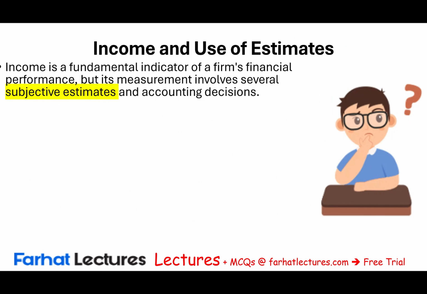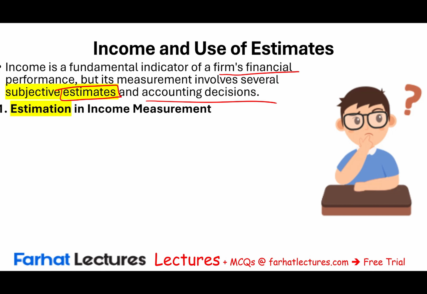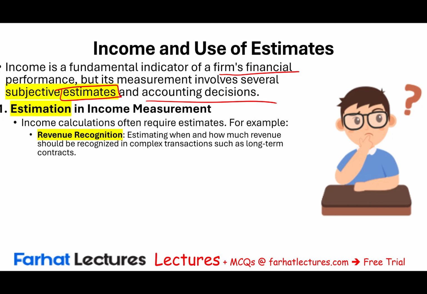One problem with income is the use of estimates, just like we talked about this when we talked about limitations of ratios. Income is a fundamental indicator of the firm financial performance, of course, and its measurement involves several subjective estimates. That's the problem. Estimates and accounting decisions, because with accounting decision comes estimate. Income calculation often requires estimates such as revenue recognition, and we'll talk about revenue recognition shortly. We'll have a whole session about this in this recording.